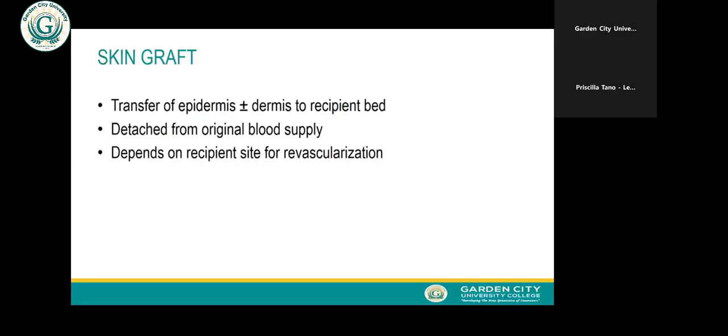All right. And so it depends on what? Dependent on the recipient side for revascularization. So during skin grafting, what do we do? Why would we even take skin from one part to a different part?